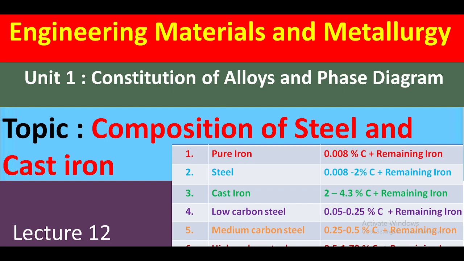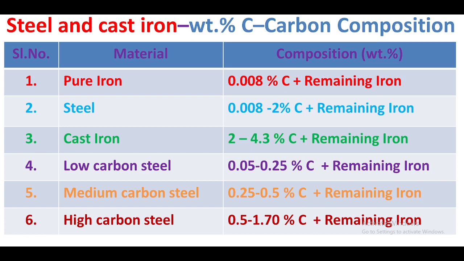This is a composition of steel and cast irons, various types of steels and cast irons. This is the material and composition. Pure iron is pure iron; the carbon content is 0.08% of carbon, remaining is iron.